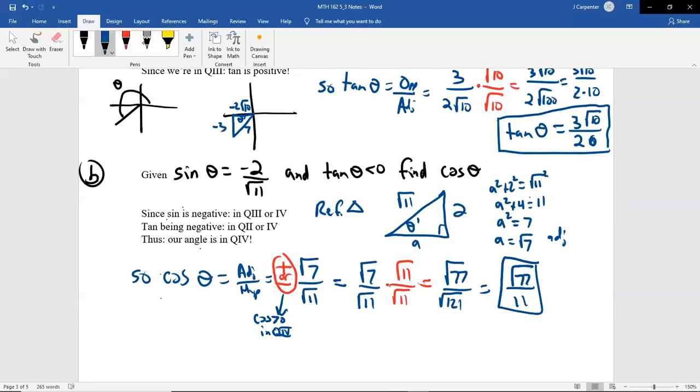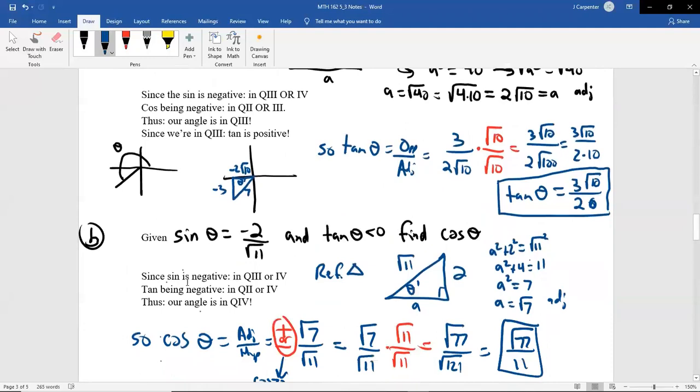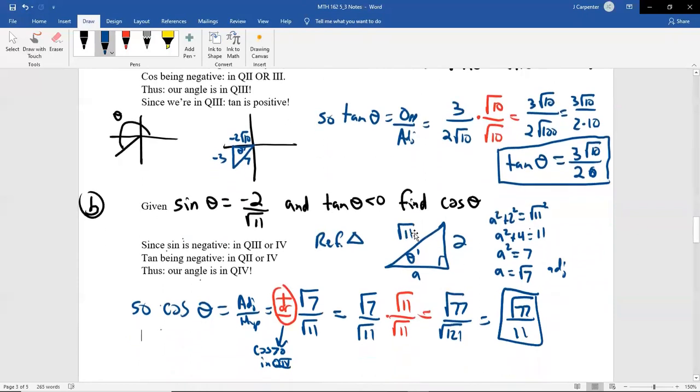So the first time we did the reference triangle first to find the missing side. Then we did the plus minus sign patterns. This time we did the plus minus sign patterns, and what I mean is SIGN patterns, then the reference triangle. Doesn't matter the order you do those two things. It matters that you do both of those.